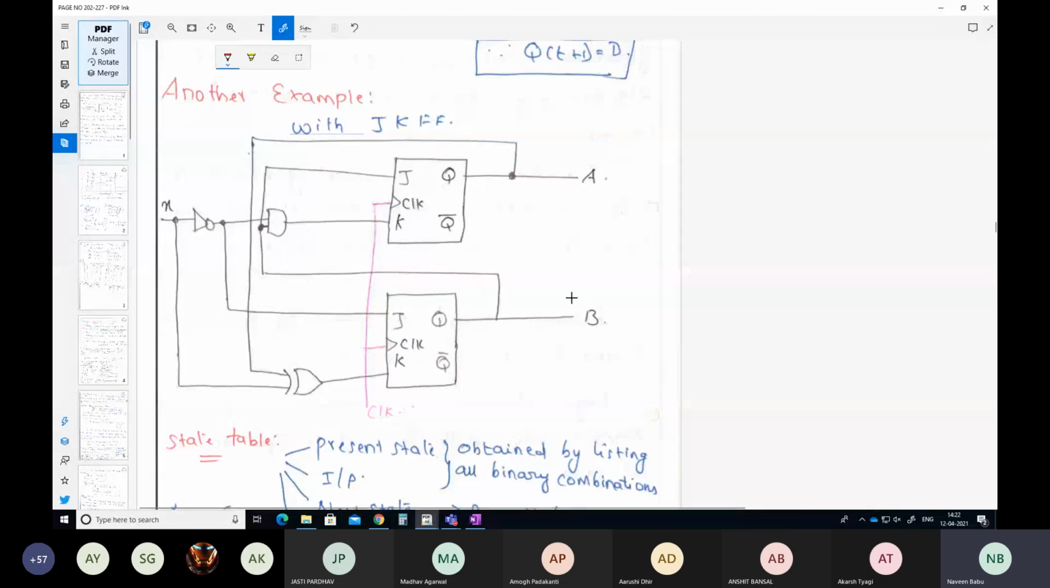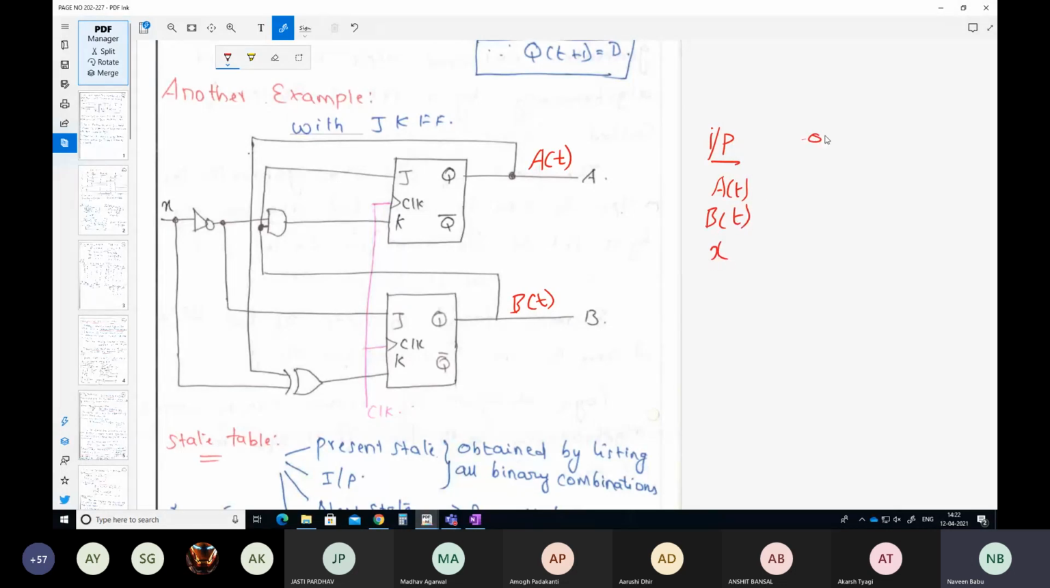So what are the things that you require for drawing a state table? You will require the present state. Present state is nothing but Q of t. Since we have two flip-flops here, we are going to write it as A of t and B of t as our present state. What else do you require? Your input, right? So on your input side, you require A of t, B of t, and your inputs.